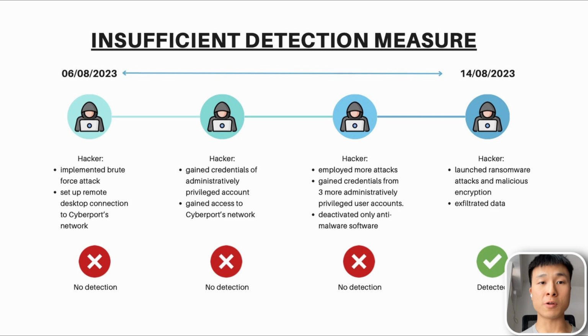In terms of Cyberport's insufficient detection measures, the hacker group implemented a technique called a brute force attack in order to gain credentials of administratively privileged user accounts. And then they could gain access to Cyberport's network, apply ransomware attacks and malicious encryption, and extract data from the network as well. As you can see from the slide, from the hackers' implementation of the brute force attack, to gaining the credentials, gaining more credentials, and deactivating the only anti-malware software, it all went undetected until the hacker launched ransomware attacks, where Cyberport was able to acknowledge the attack.